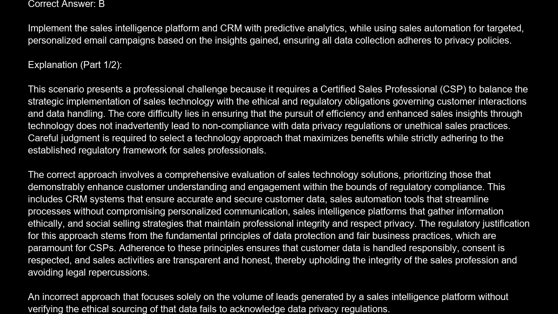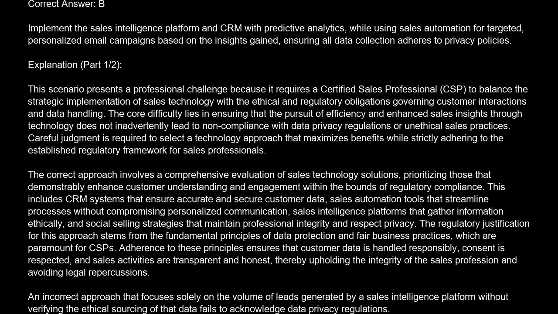The regulatory justification for this approach stems from the fundamental principles of data protection and fair business practices, which are paramount for CSPs. Adherence to these principles ensures that customer data is handled responsibly, consent is respected, and sales activities are transparent and honest, thereby upholding the integrity of the sales profession and avoiding legal repercussions.